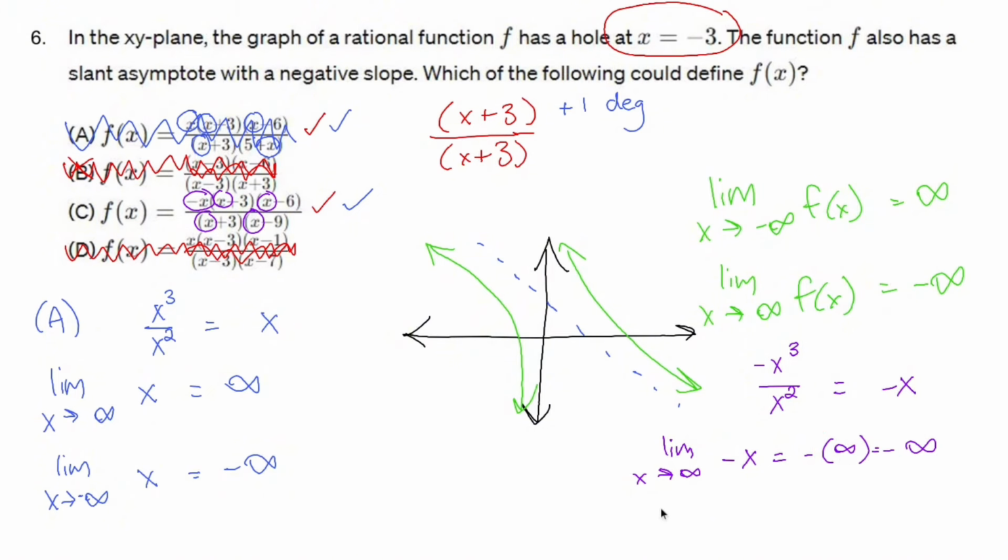Okay. Similarly, if I were to take the limit as x approaches negative infinity of negative x, I would get negative negative infinity, which becomes positive infinity. And that's exactly what I want. So C is the answer.